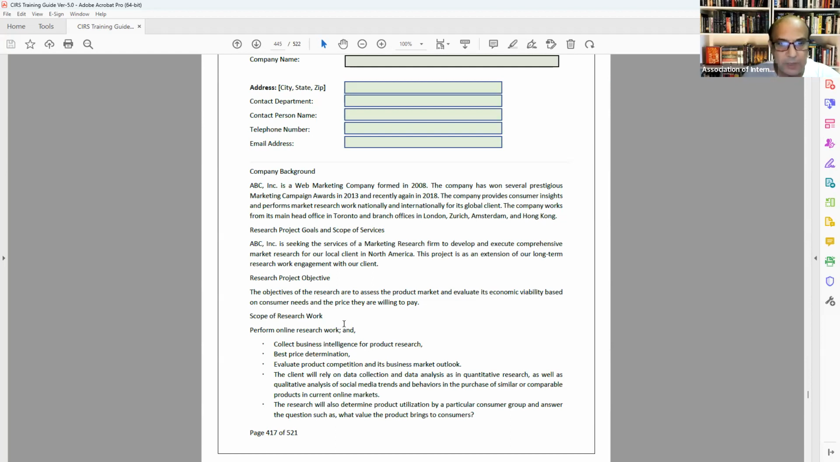The scope of research work would include things like, the client gives you details like collect business intelligence for product research, best price determination, evaluate product competition and its business market outlook. It's more to do with the product launch. You can tell just by looking at what the client requires if it is a brand new product they're bringing out in the market, or if it is a competing product that's already there, but they require some more intelligence to see if it is going to stay competitive or not. So it is basically market research.